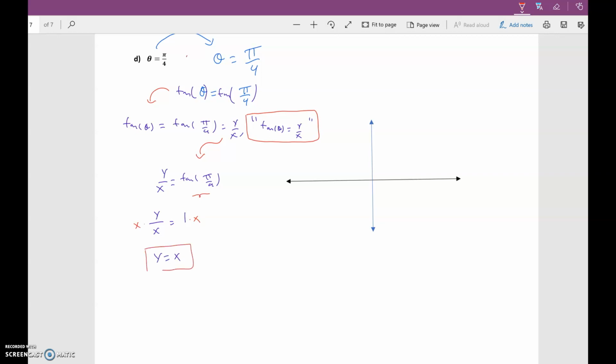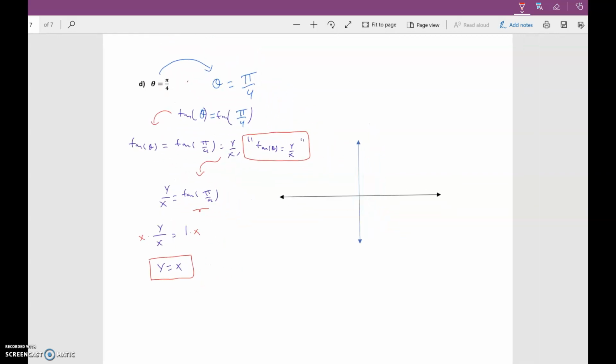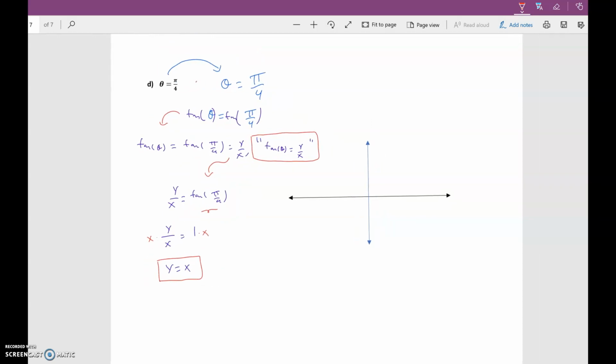This particular equation happens to be just a line. So in this case, let me do it in green. This is our actual equation. This represents theta is equal to pi over 4.